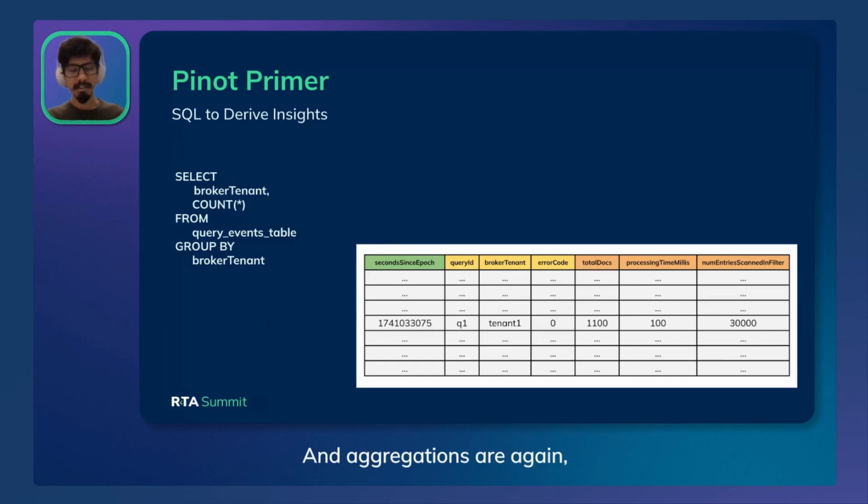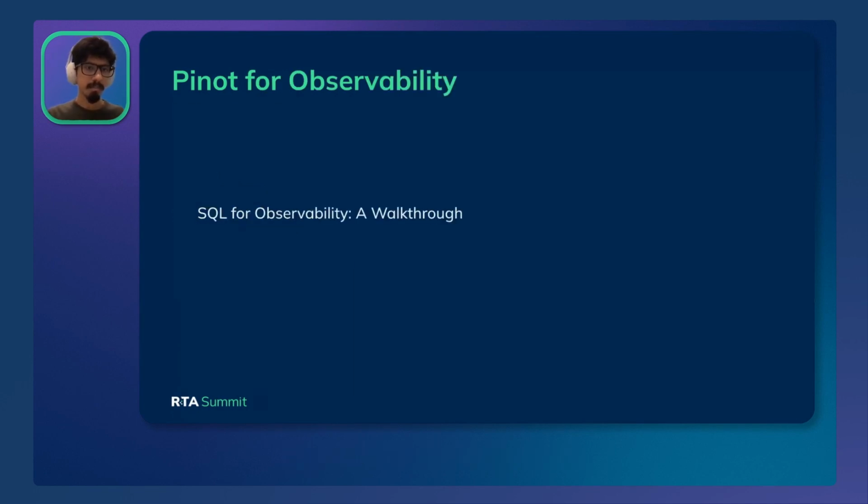And aggregations are again the most common use case of Pinot, but you can also do select-only queries, and those will also work well and they scale well. But aggregations is one of the most important features that Pinot provides, given it's an OLAP database. So that's how usually the flow is.